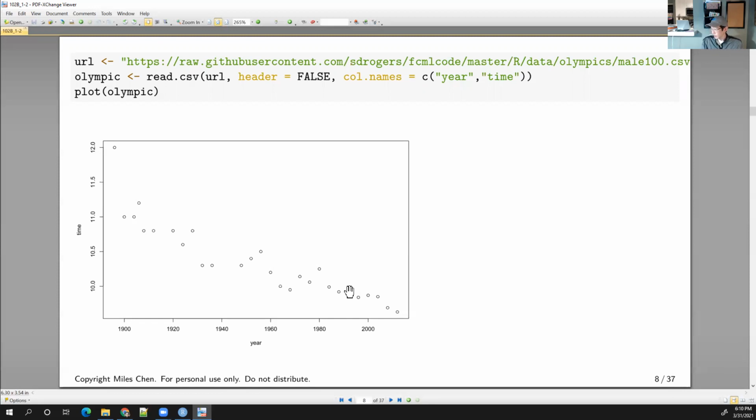Okay, so this is the data, and it shows the year and the winning race time, and here's a plot of it. And what we see overall is this general downward trend that shows that as the years went by, the speeds have gotten faster. Okay.